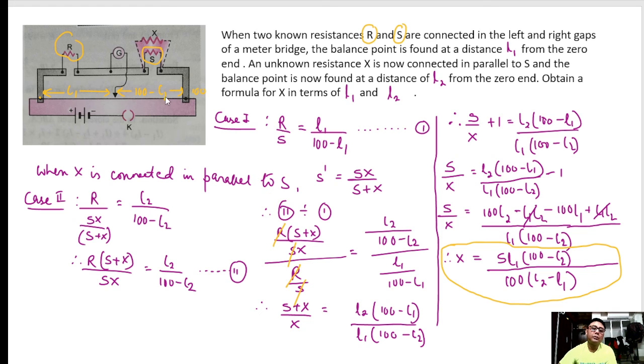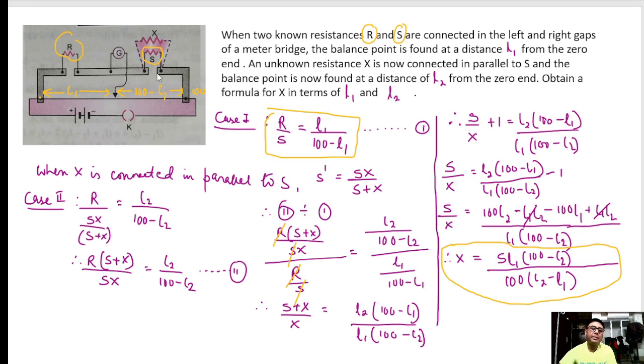Now, what can I say? We already did P by Q in the balance condition. What will I write? R by S equal to L1 by 100 minus L1. Already we have done a relation like this.